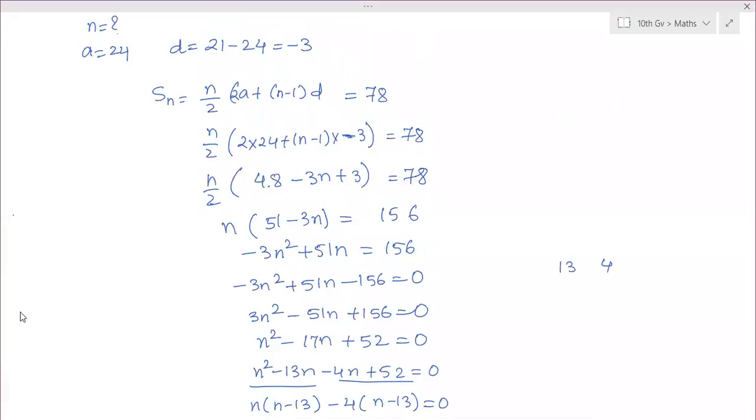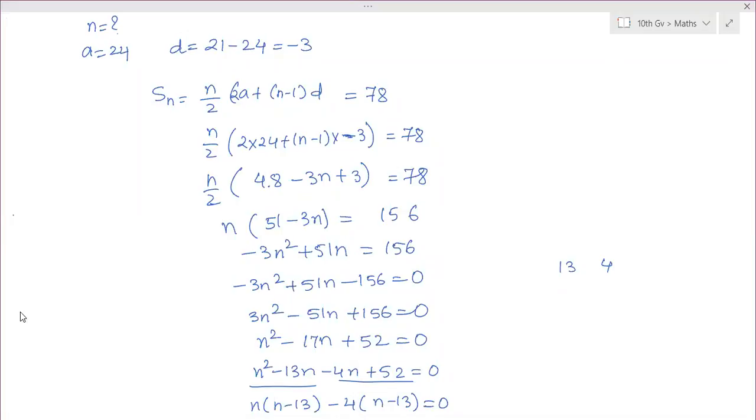Are you able to understand? Are you able to hear me? Yes, ma'am. Are you able to understand this, how we have solved? Yes, ma'am. Now, how are there two numbers of terms whose sum is the same?